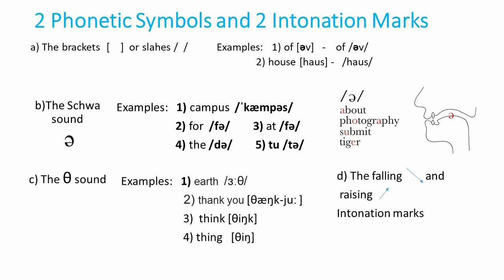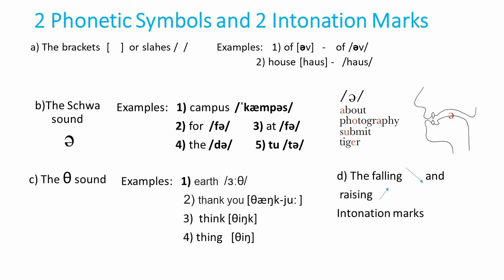Examples. You have in number 1, "of," O-F, that is a spelling, but between these square brackets, you have the pronunciation. Then number 2, "house," and between these square brackets or these slashes, you can see the pronunciation of this word using phonetic symbols.